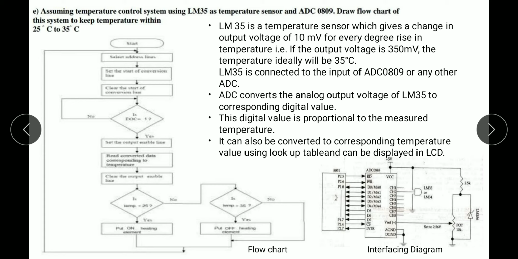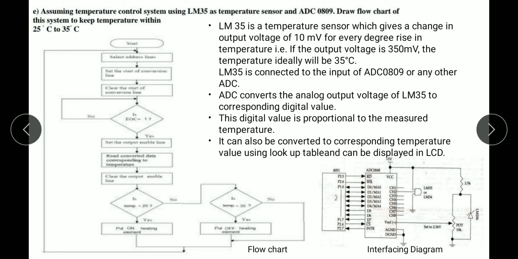Okay, so we use the 8051 microcontroller. After that we use the ADC 0809 for interfacing. After interfacing, we connect the LM35 to the ADC 0809, and we set the temperature 25 for on heating and 35 for off heating. We see the flowchart. After that we use a pot for varying the value of the resistance. So here a 10k pot is used.